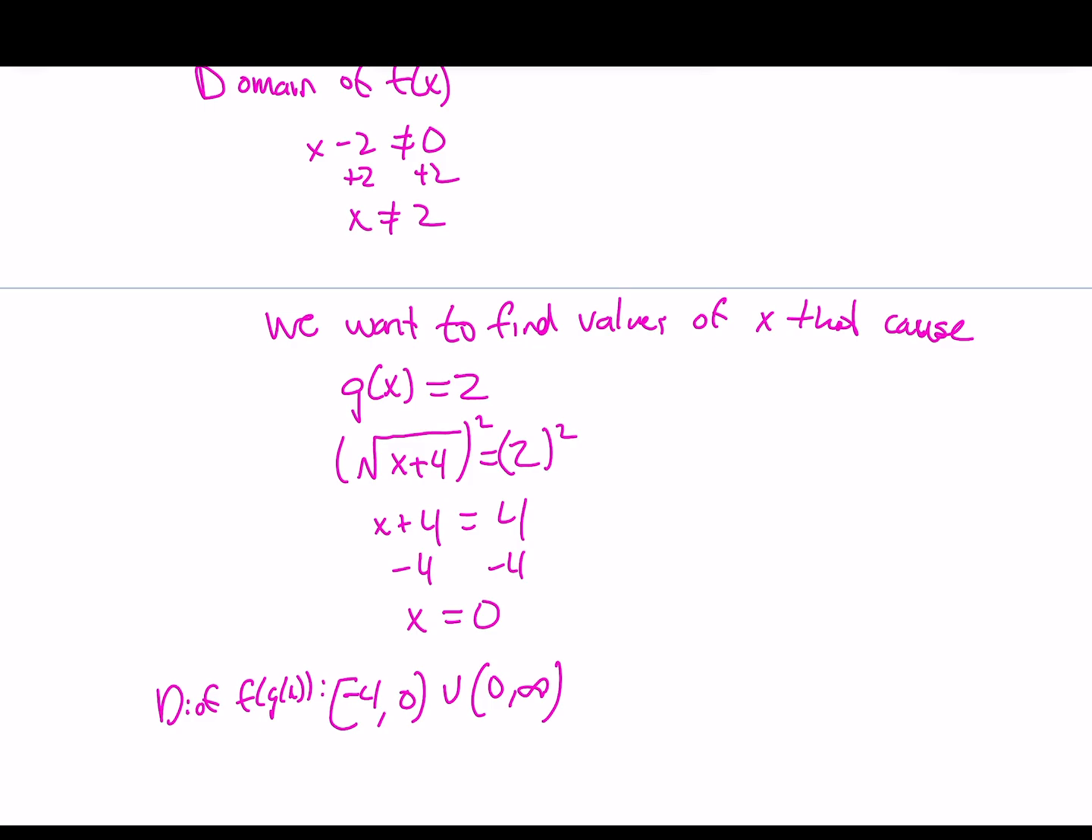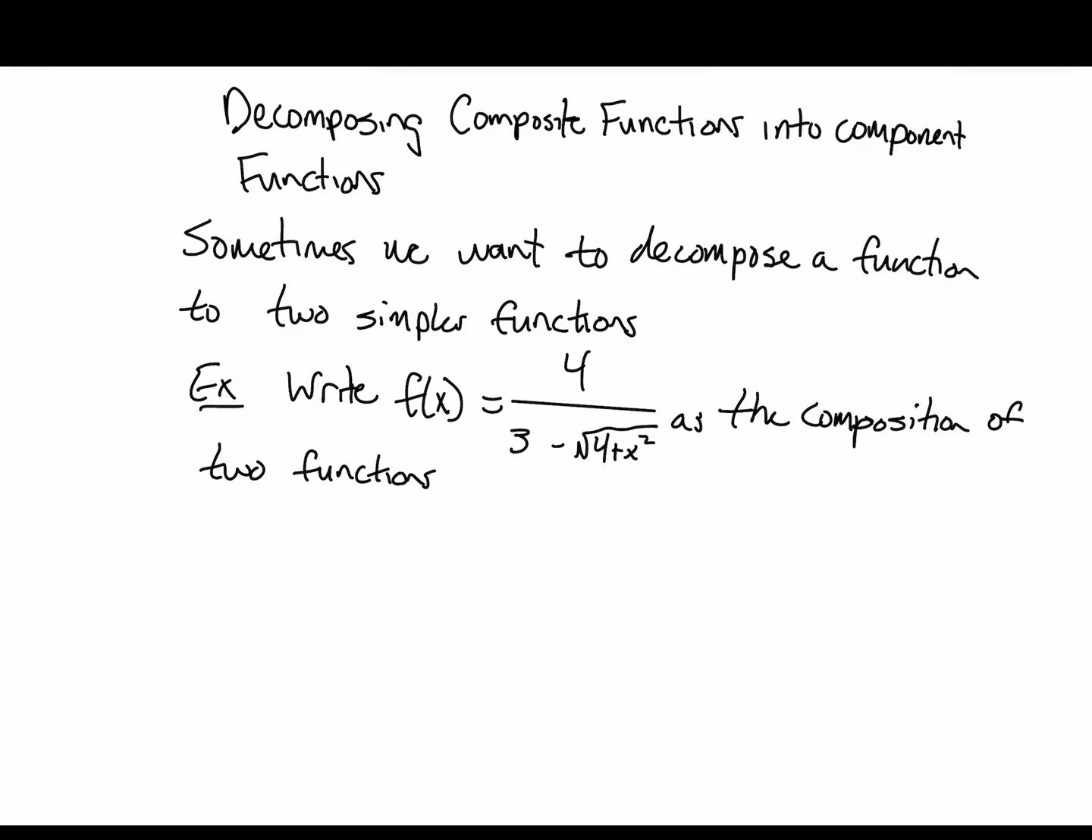Let's now try decomposing composite functions into component functions. Let's now discuss decomposing composite functions into component functions. Sometimes we want to decompose a function into two simpler functions. As an example, let's write f of x is equal to 4 over 3 minus the square root of 4 plus x squared as the composition of two functions.